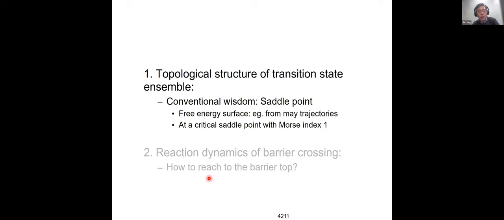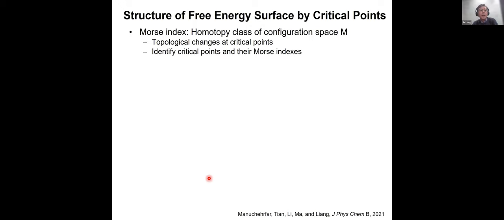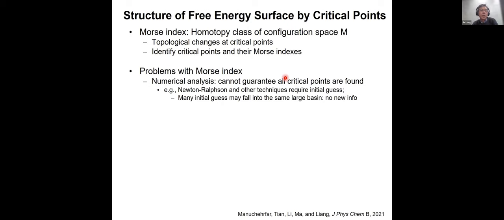The conventional wisdom is that the transition state is at a saddle point. You look at the free energy surface, which you can obtain by generating many trajectories, and you will find a critical saddle point which has Morse index 1. From there, that's where you will find the transition state ensemble. This approach is very powerful conceptually, because if you can characterize the Morse index of all the critical points, then you have a handle on the homotopy classes of the configurational space, because you can look at how these critical points are distributed and how they change the underlying homotopy classes.